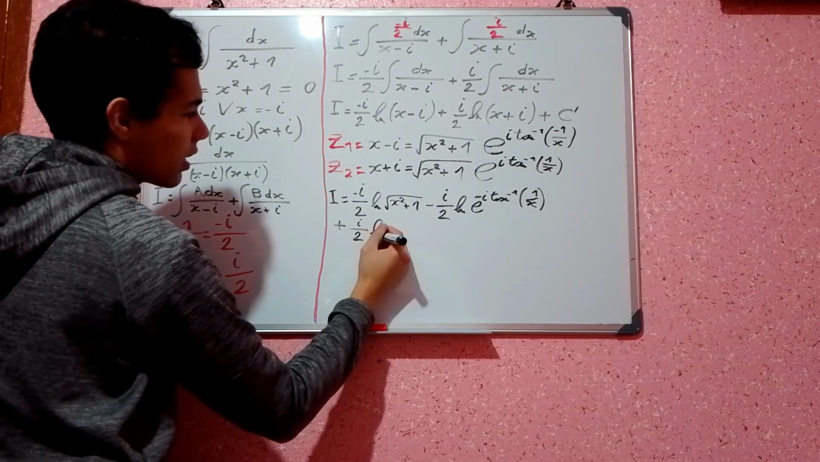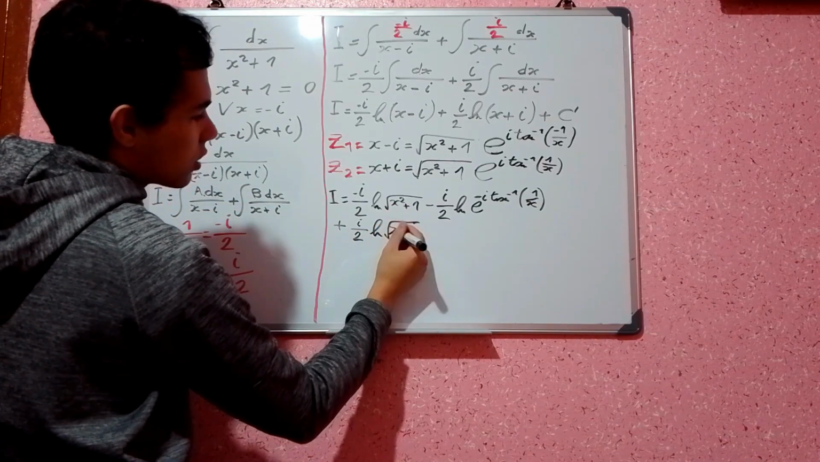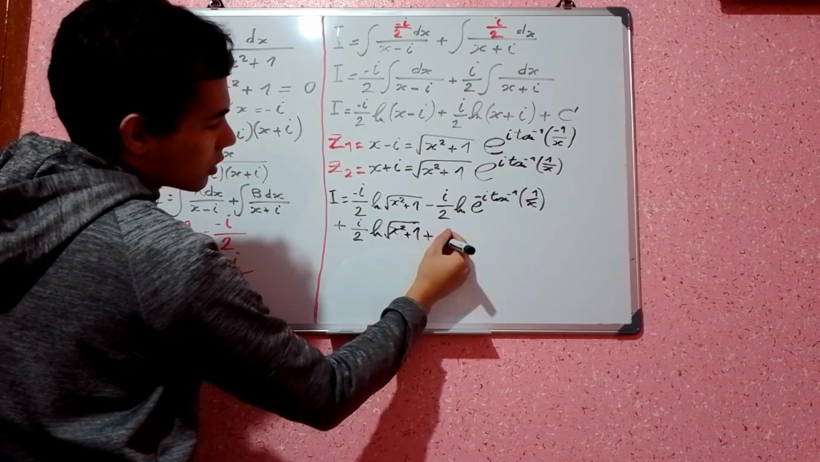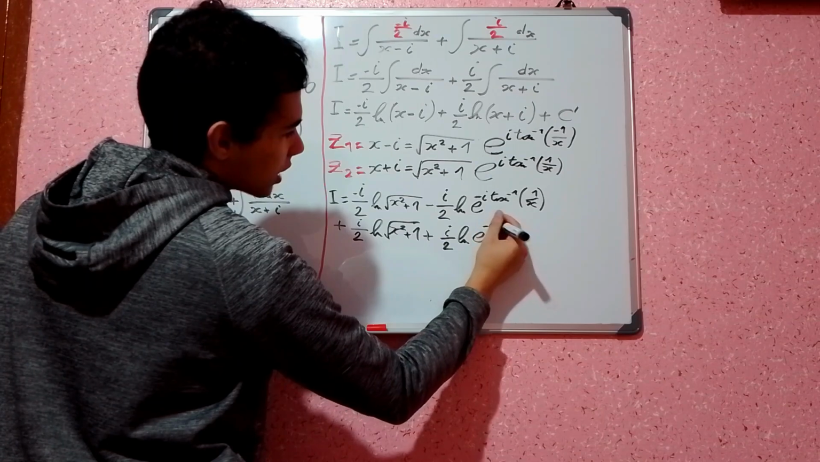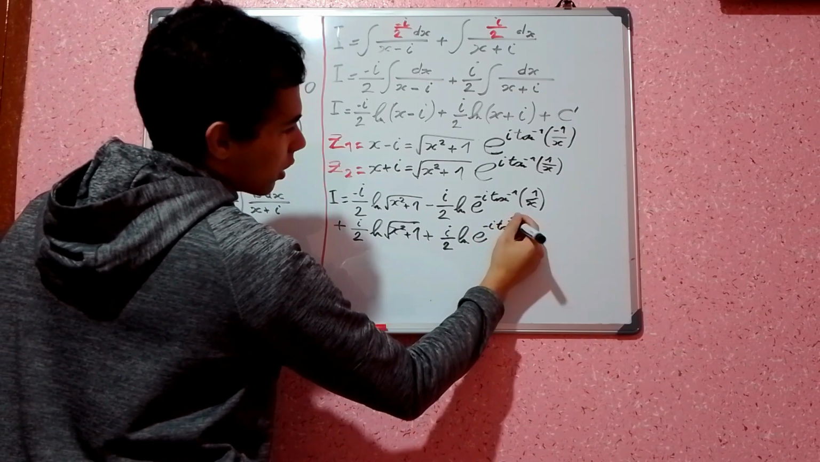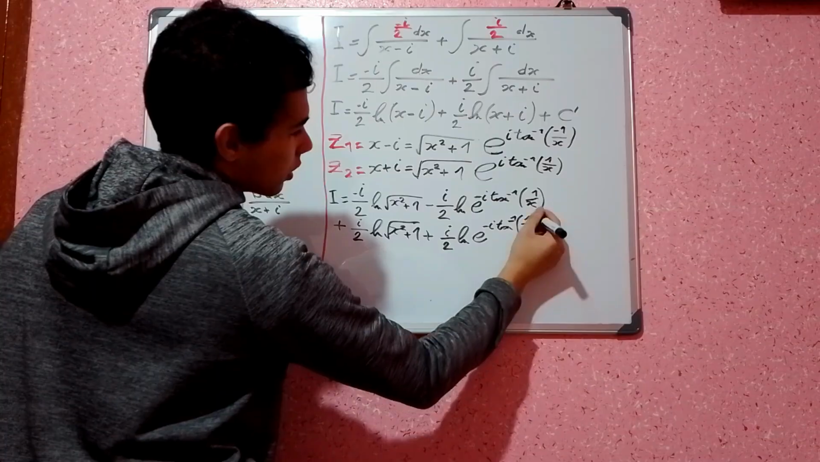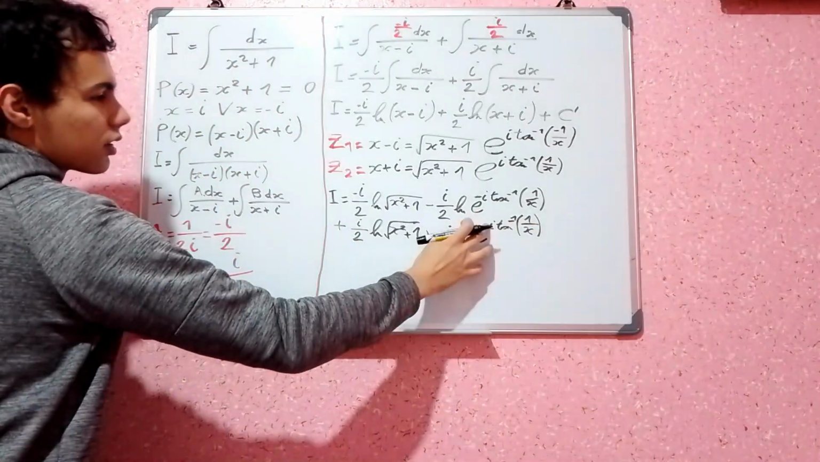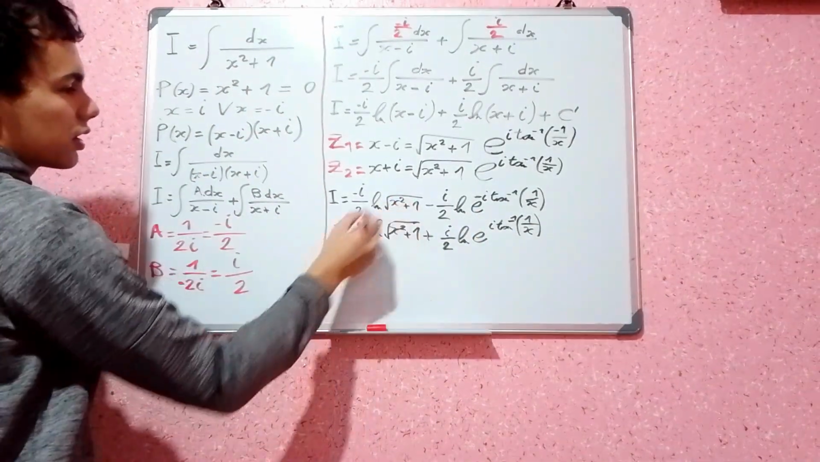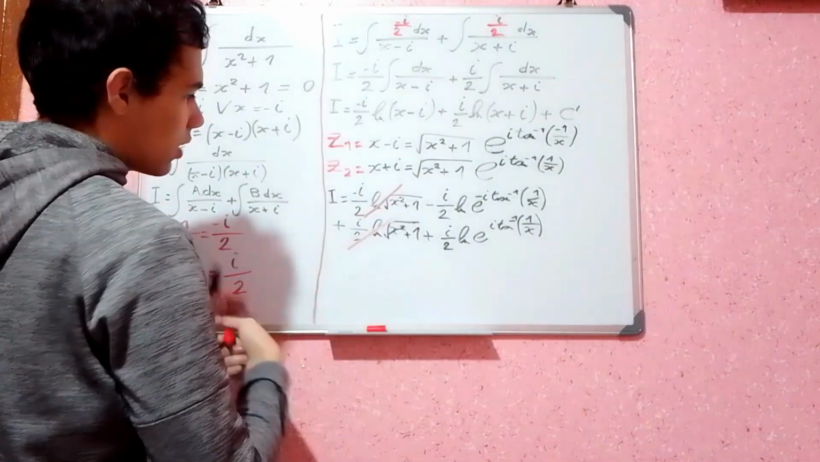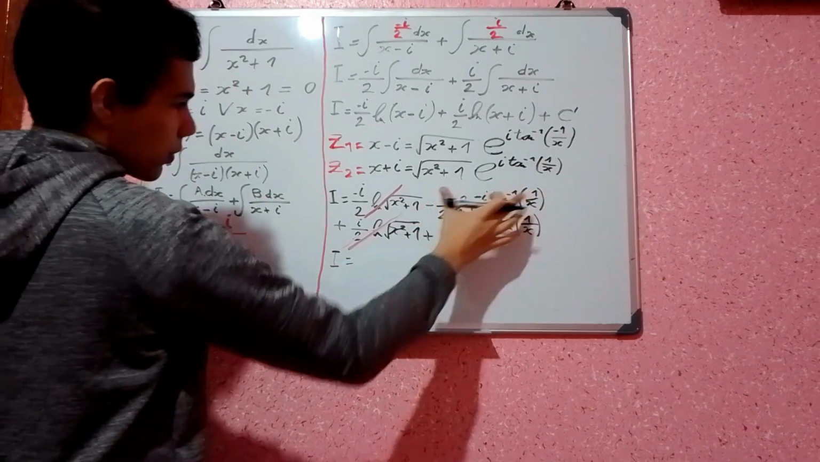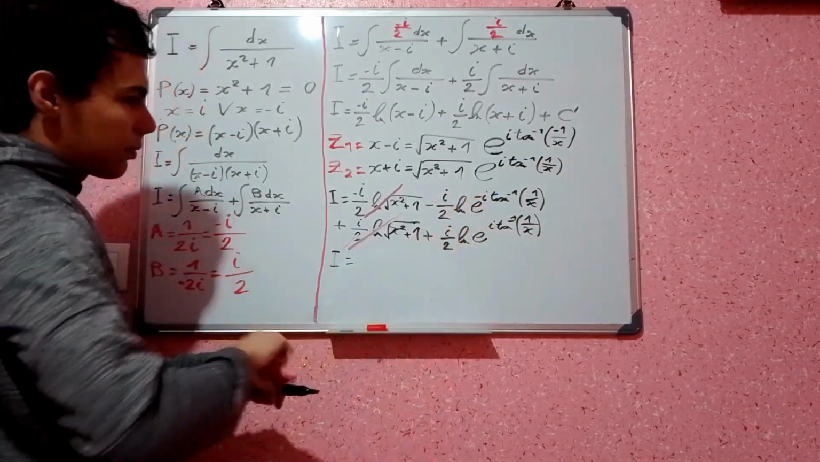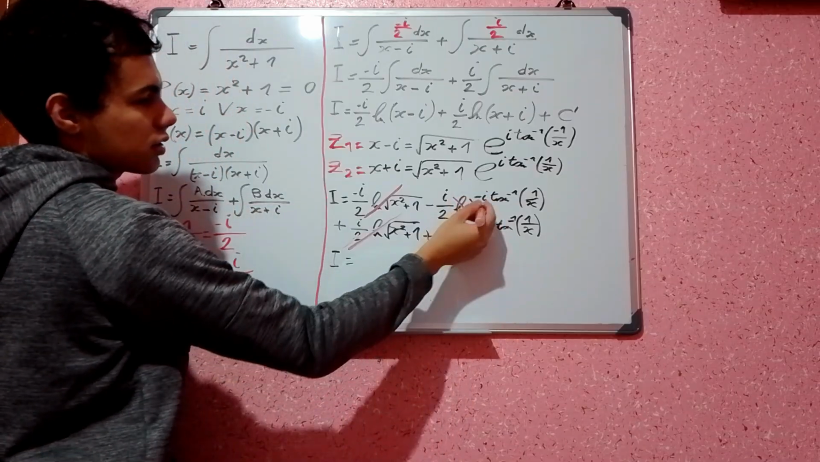So don't forget the other term, which is plus i over 2 ln(x squared plus 1) plus i over 2 ln e to the power of minus i inverse tangent of 1 over x. Wait, there is no minus. Okay. This part is cancelled with this, leaving us with x equals this part plus this part. Wait, forget something. This ln is cancelled with the e.